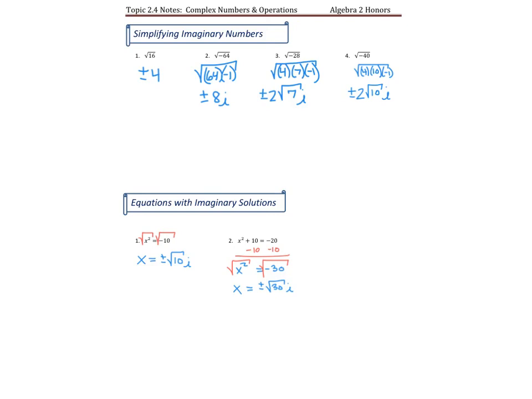Okay, so in this very quick video, we just did a little practice on simplifying both real and imaginary expressions. And then we looked at 2 very simple equations to solve that result in imaginary solutions.